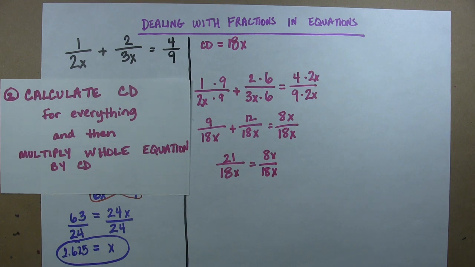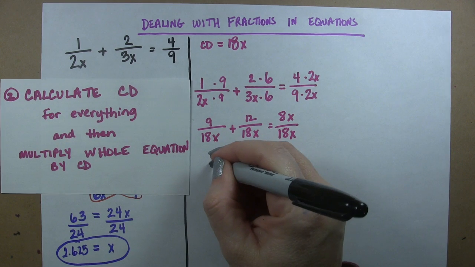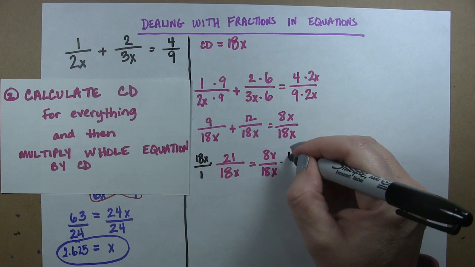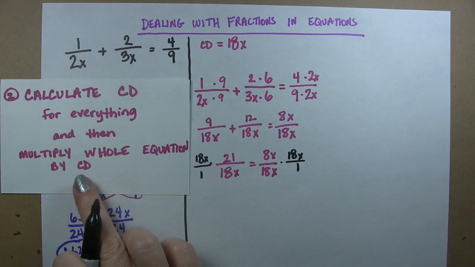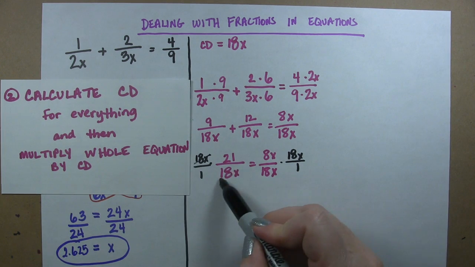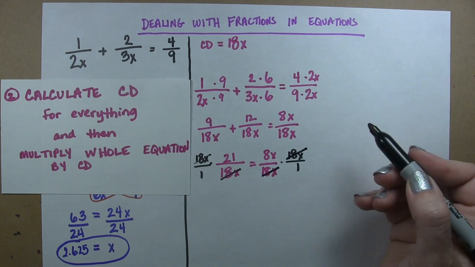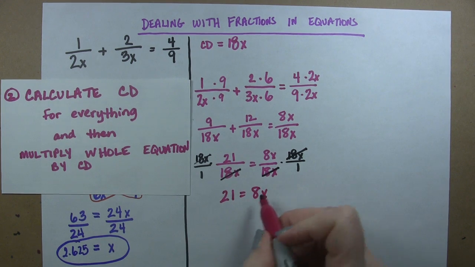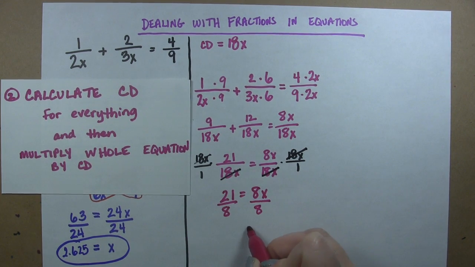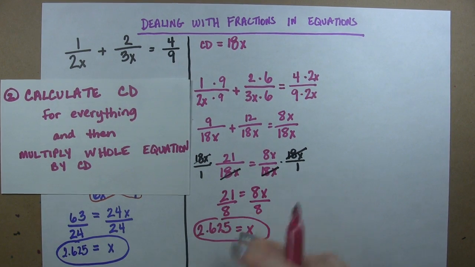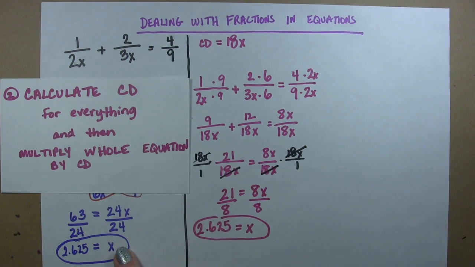And once I do that, now I'm going to do this funky little thing where I multiply both sides of my equation by 18x. So I'm multiplying the whole equation by the common denominator. And that has the effect of canceling out the denominator. So I'm left with 21 equals 8x. And if you divide both sides by 8, you get x equals 2.625. That's the exact same thing that we got before over here, but we approached it in a different way.